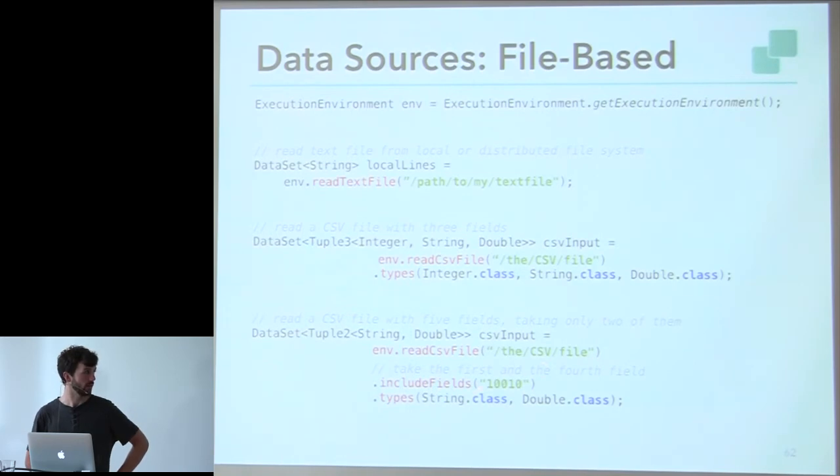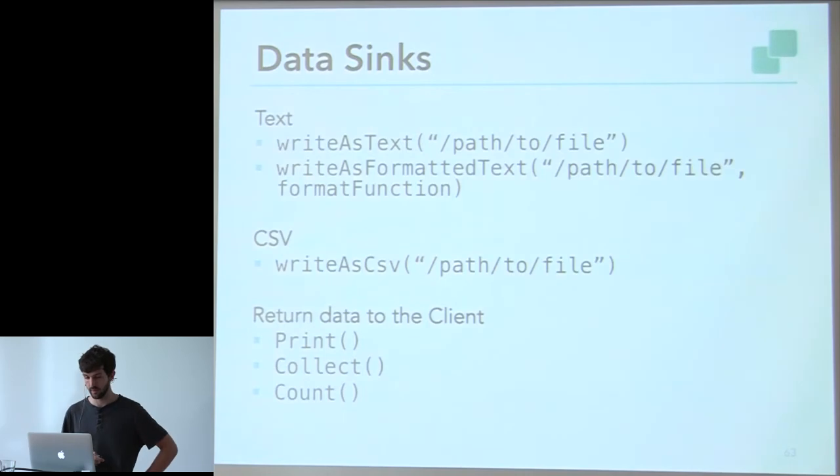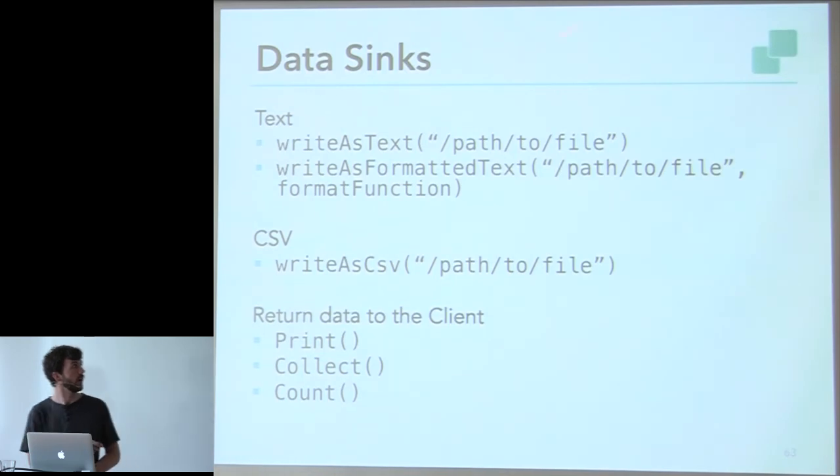Basically, 1 is where we include a field, a column, and 0 is where we don't. And similar for the sinks, we have write as text or formatted text and write as CSV. But we also have these special methods, which in some algorithms and also for debugging are really useful.